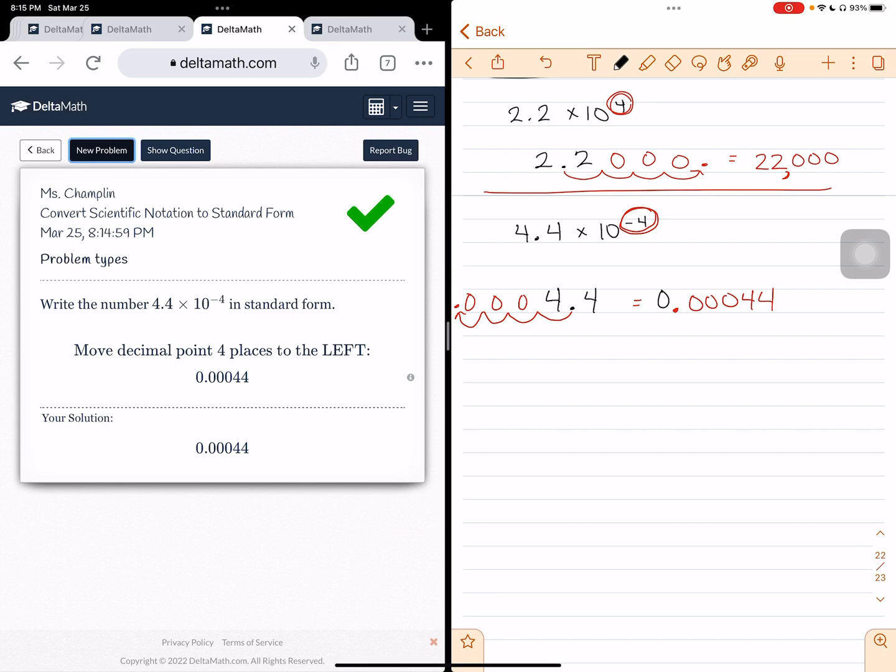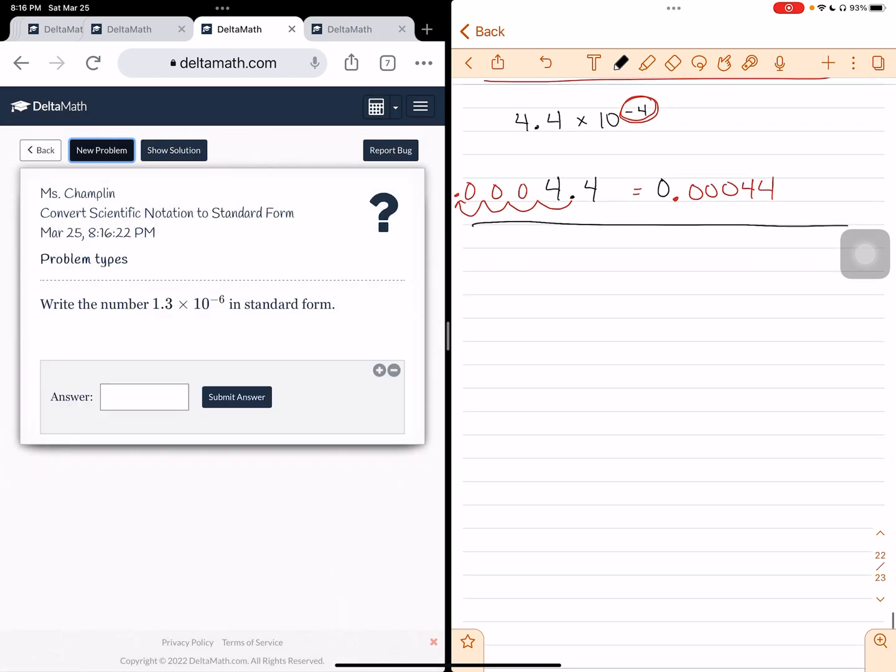So if it's a negative exponent, you move the decimal place to the left. If it's a positive exponent, you're moving it to the right. And this is only with scientific notation, okay? Nothing to do with the simplifying exponents from previous. This is just some number times 10 raised to some power. 10 has the ability to move decimal places if you're multiplying by powers of 10.